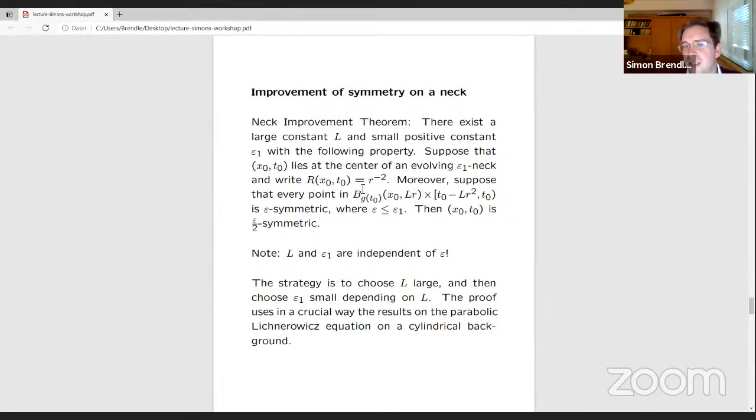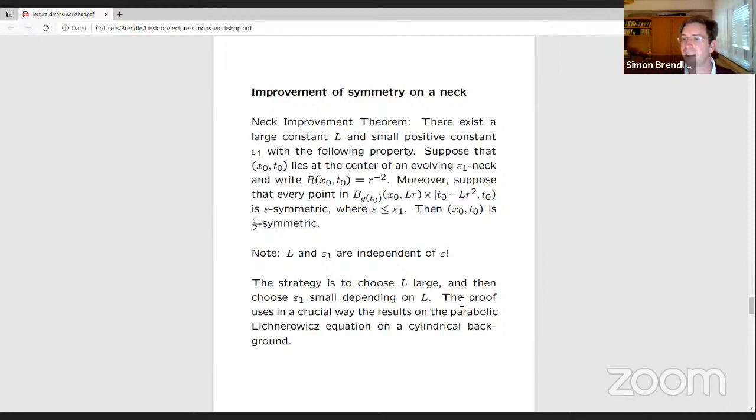And of course, the parabolic neighborhood, the size has to be scaled in terms of R, where R is like the radius of the neck up to a factor. So basically, if you have a large neighborhood and every point in that neighborhood is epsilon symmetric, then the center point is epsilon symmetric. Now, the crucial point here is that L and epsilon1 are independent of epsilon. And this is what allows you to iterate this.